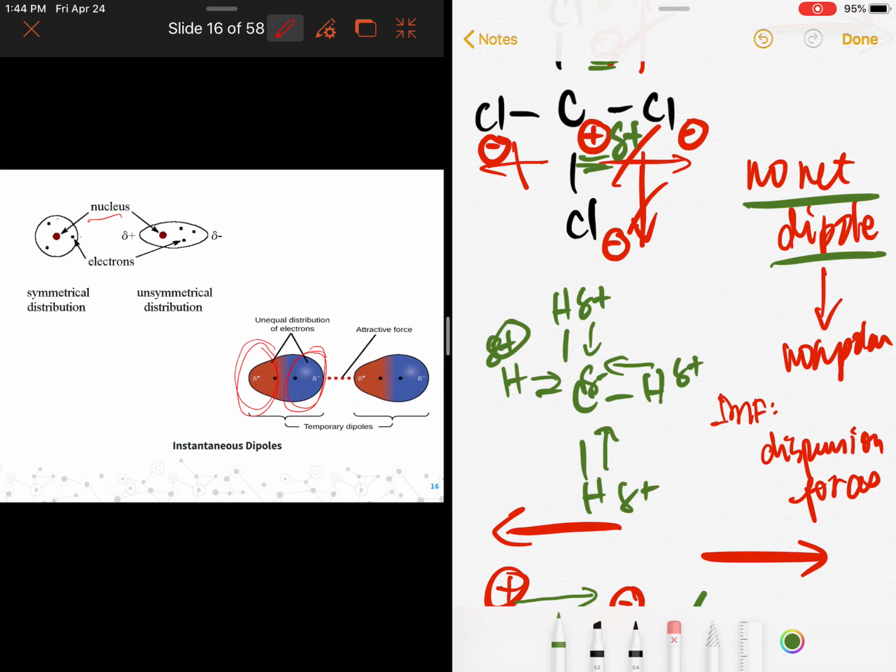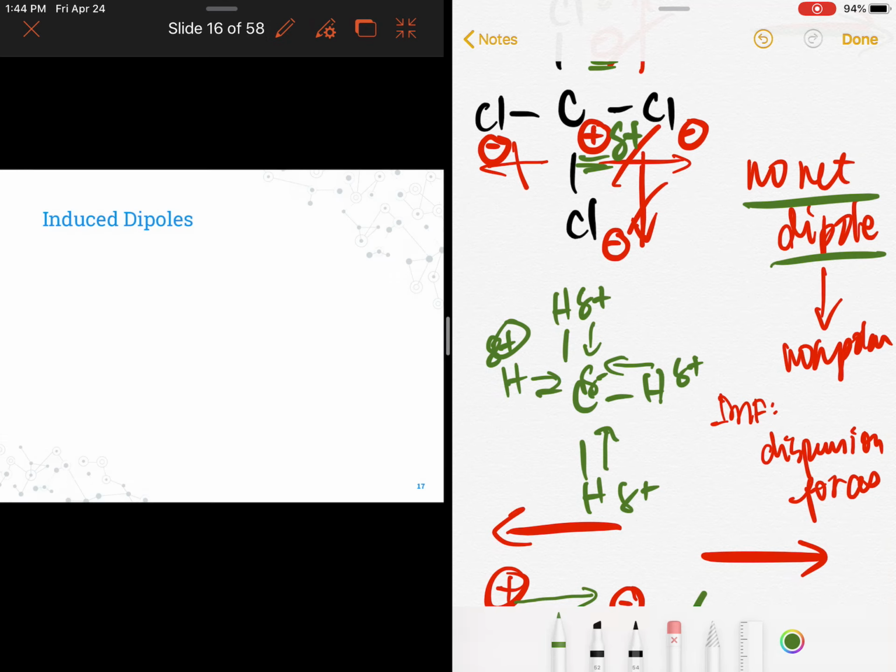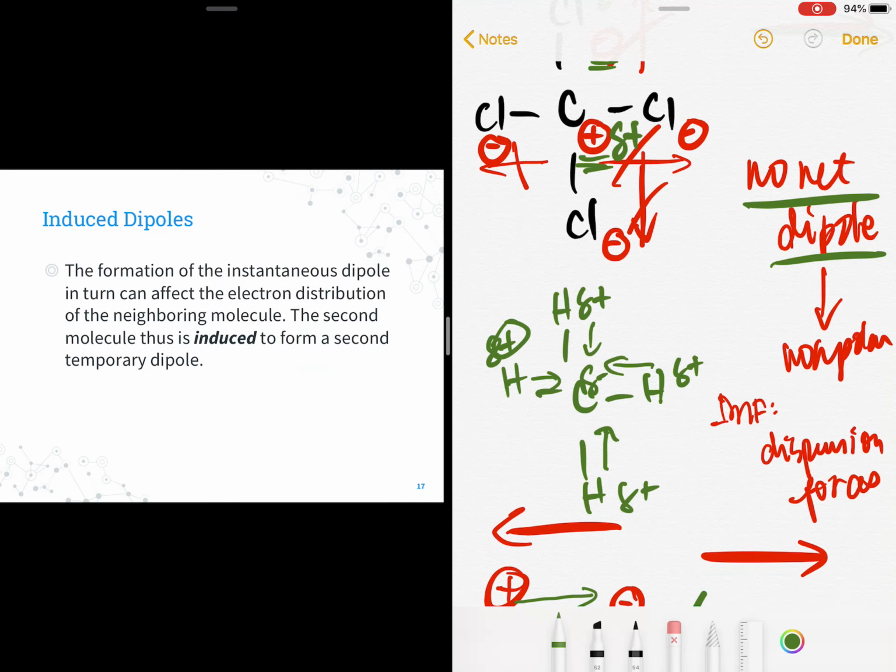Mas strong yung magnet mo, mas negative siya, mas mag-a-attract siya ng positive. So, ganun lang din. Nag-create siya ng temporary dipole, parang magnet, na ina-attract niya yung nasa kabilang molecule. Ayan. Okay? So, induced dipoles. The formation of the instantaneous dipole in turn can affect the electron distribution of the neighboring molecule. The second molecule is induced to form a second temporary dipole. Ito yung sinasabi ko kanina.